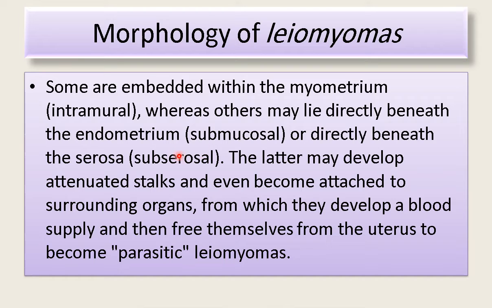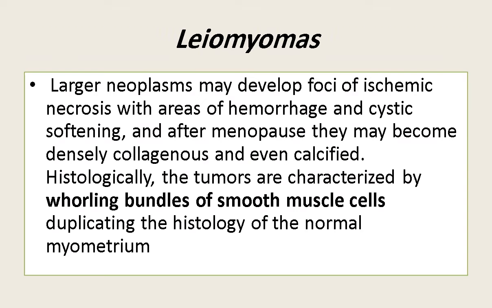The latter, the subserosal, may develop attenuated stalks and even become attached to surrounding organs, from which they develop a blood supply and then free themselves from the uterus to become parasitic leiomyomas. They can be entirely separate from the myometrium and are called parasitic leiomyomas. Larger neoplasms may develop foci of ischemic necrosis. Within the center, there is necrosis because they lost the blood supply, with areas of hemorrhage and cystic softening. After menopause, they may become densely collagenous, very hard, full of collagen, and even calcified with calcium deposition.